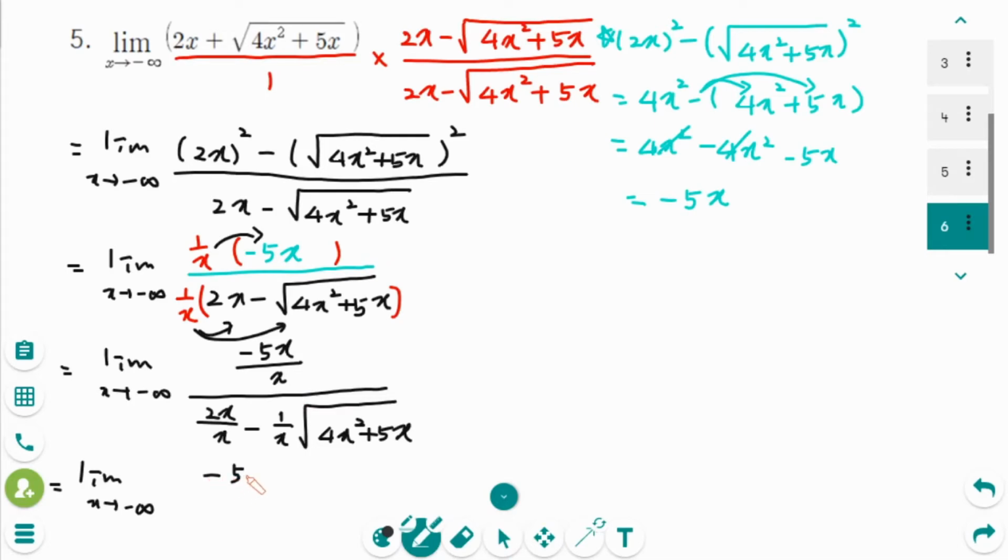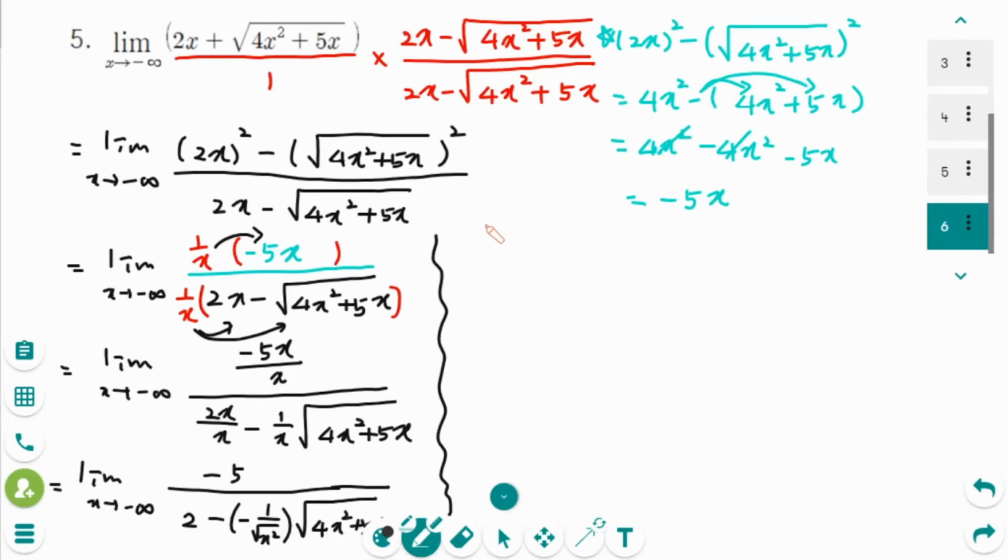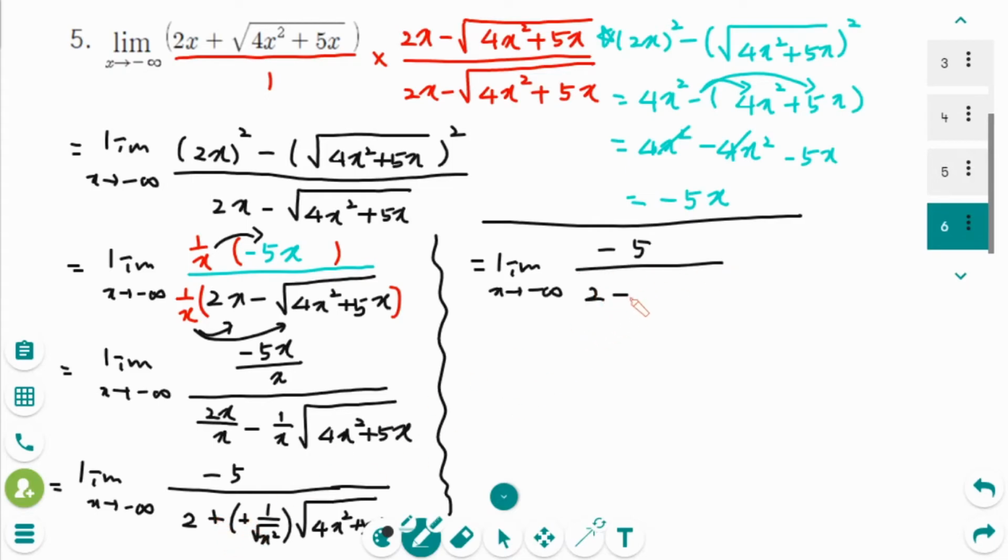So this is minus 5 over, this is 2, minus the 1 over x. Do you remember? 1 over x is the same as minus 1 over square root of x squared. Then same thing. This is minus 5, 2, then plus square root of, expand here. This one is 4, plus this one is 5 over x.